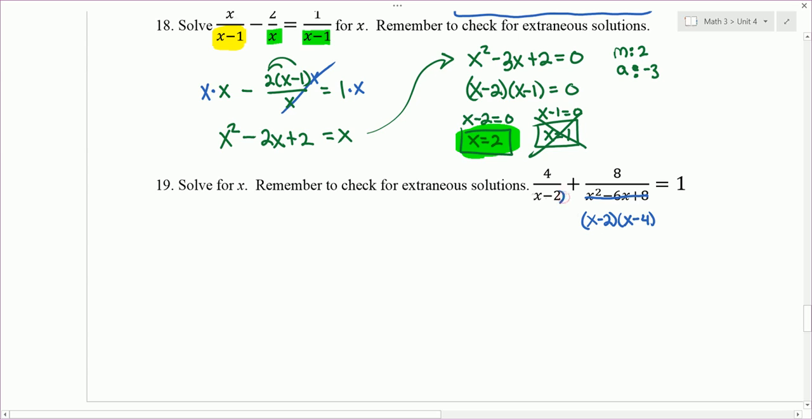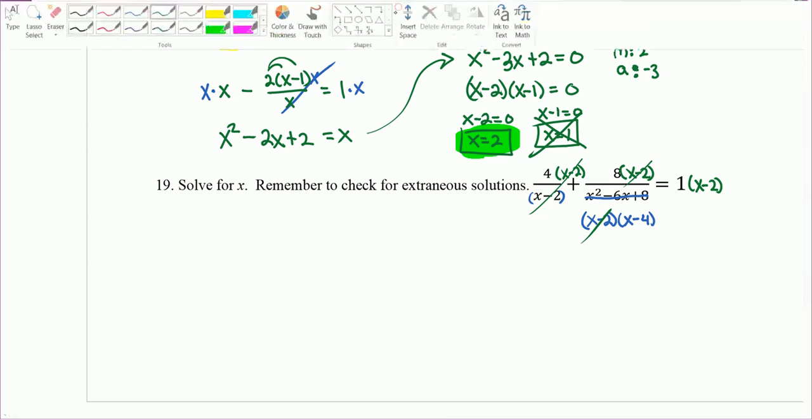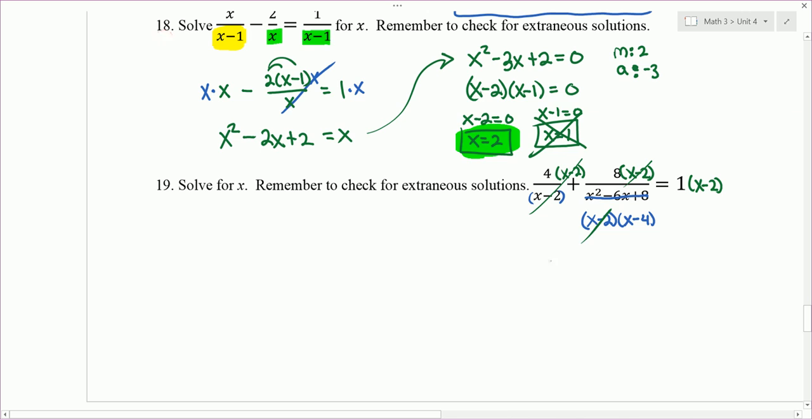And notice, well, then we start getting rid of our fractions. I want to get rid of the first fraction by multiplying by x minus 2. Can cancel out my x minus 2's. And I'm left with 4 plus 8 over x minus 4 is equal to x minus 2.